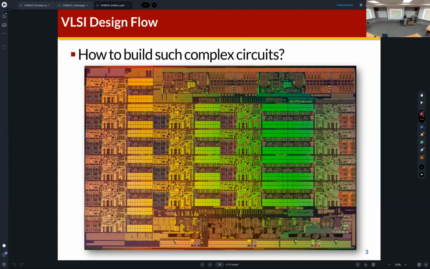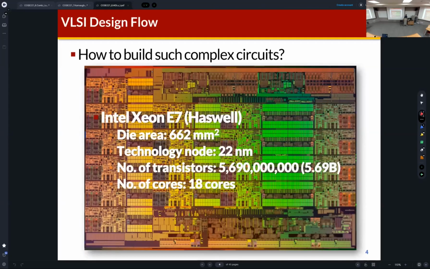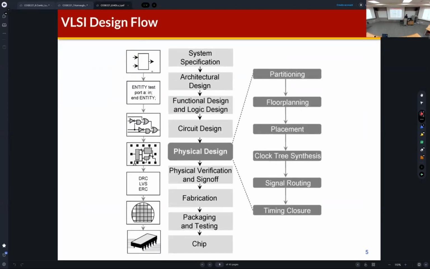But each module is also complex. Then how can we design these complex digital circuits? These are very complex designs. When we design a chip, a VLSI chip, this slide shows the design flow of VLSI design.